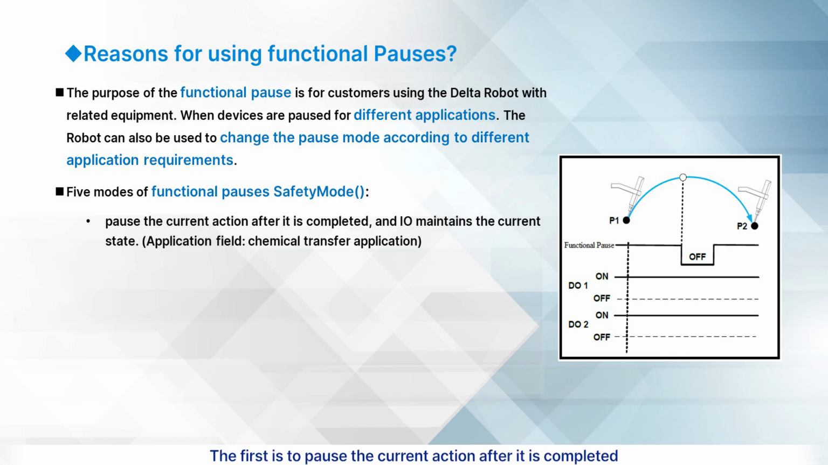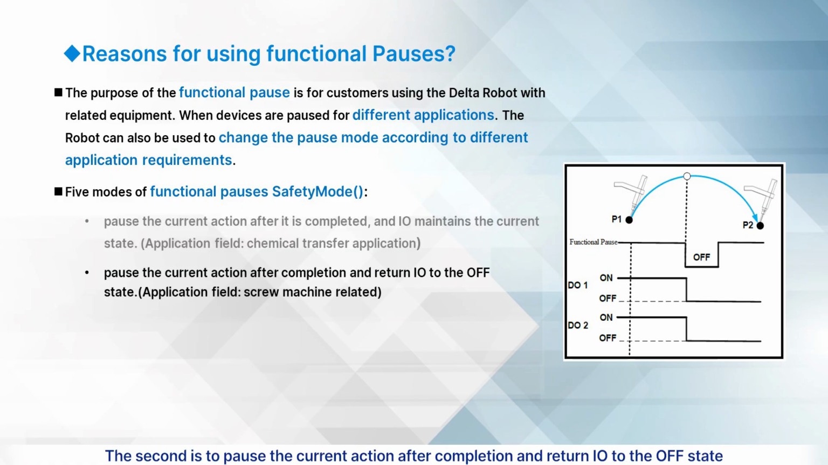The first is to pulse the current action after it is completed, and DO maintains the current state. Application field: chemical transfer application. For the timing diagram, please refer to the diagram on the right. The second is to pulse the current action after completion and return I/O to the off state. Application field: screw machine related. For the timing diagram, please refer to the diagram on the right.